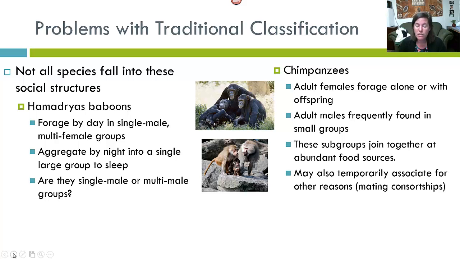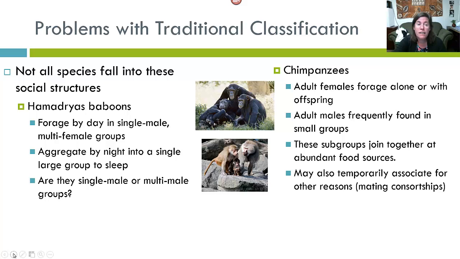Chimpanzees, same type of problem. Adult females forage alone or with their offspring throughout the day. Adult males are frequently found in small groups. These subgroups then join together at abundant food resources, and they can also temporarily associate for other reasons. So are you going to say that they're solitary? Do you say that they have all-male bands? Or are they multi-male, multi-female as you see them at these abundant food resources?